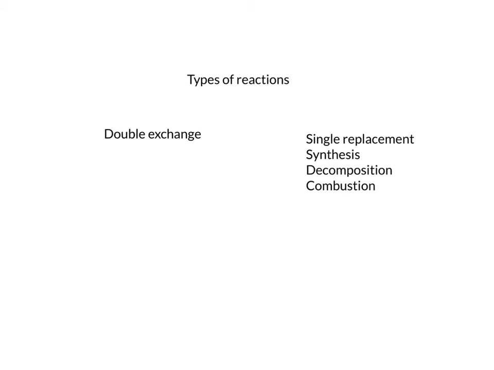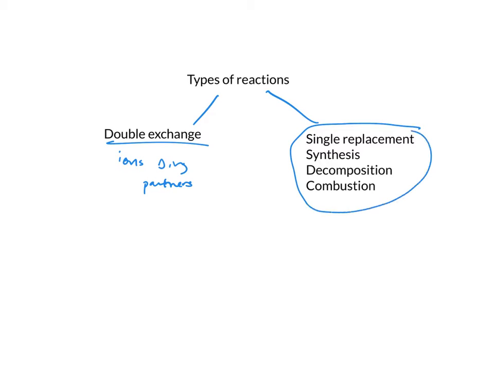When we talk about types of reactions, we talked about these 5 different types: double exchange, single replacement, synthesis, decomposition, and combustion. Really, we can separate these 5 types into 2 broader categories. We have the double exchange reactions, which just involve ions changing partners, and we've talked about these extensively in class. And then we have these other guys over here, synthesis, decomposition, combustion, and single replacement. These all involve electron transfer.